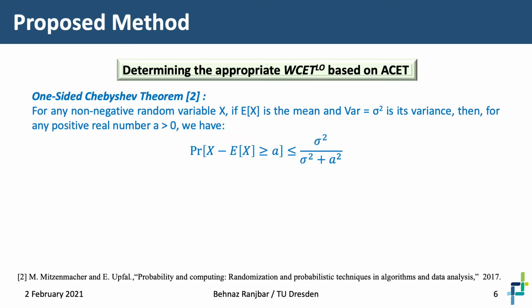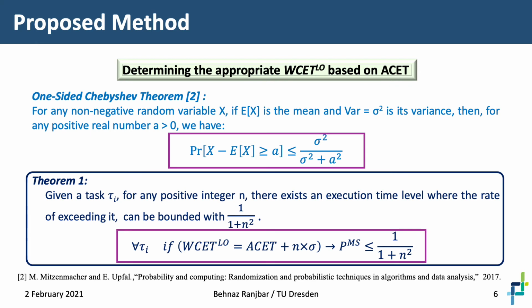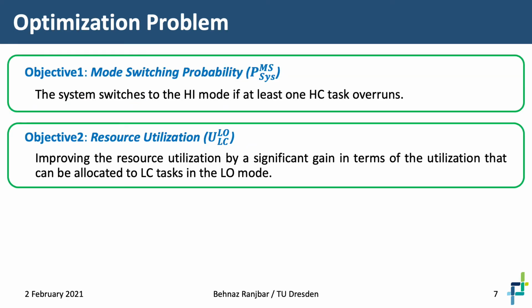In Chebyshev's theorem, if x is a non-negative random variable and we have the mean and variance of x, then the following inequality is satisfied for any positive real number a. Now, by using this theorem, we introduce a new theorem, in which if we set the low WCET based on the ACT and variance, for any positive value of n, the rate of exceeding it is bounded with 1 over 1 plus n squared. As I explained, there is a trade-off between the system utilization and mode switching.